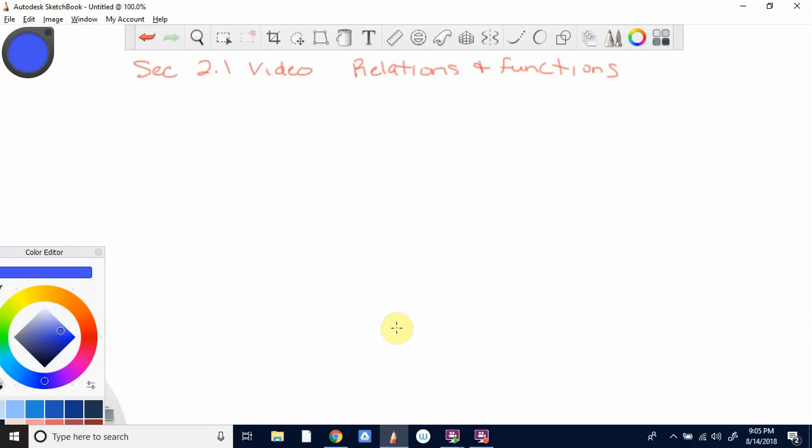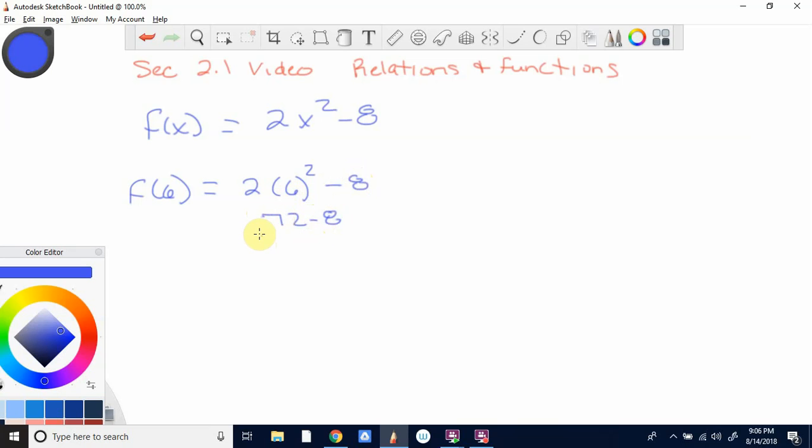So let's look at example 4. It says, given f of x, y equals 2x squared minus 8, find each value. The first one they want us to find is f of 6. So what are we saying? What is y when x is 6? So we say 2 times 6 squared minus 8. We follow PEMDAS. So 6 squared is 36, 2 times 36 is 72, minus 8, which gives us 64.